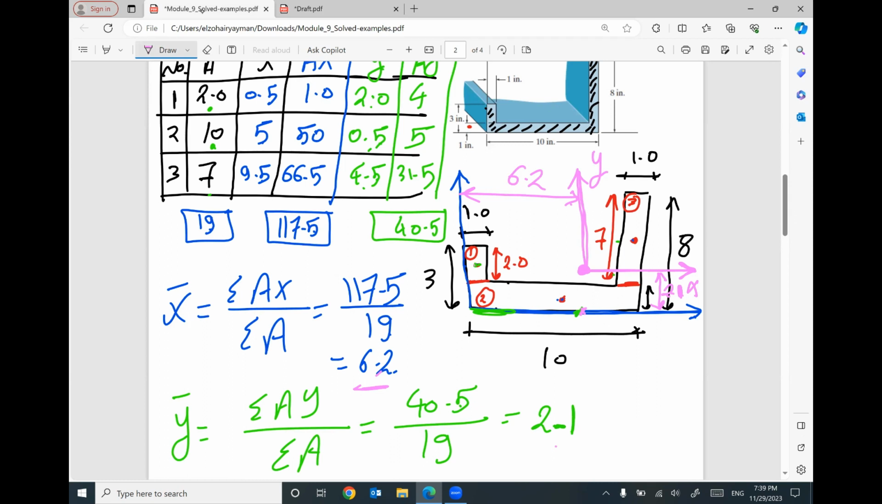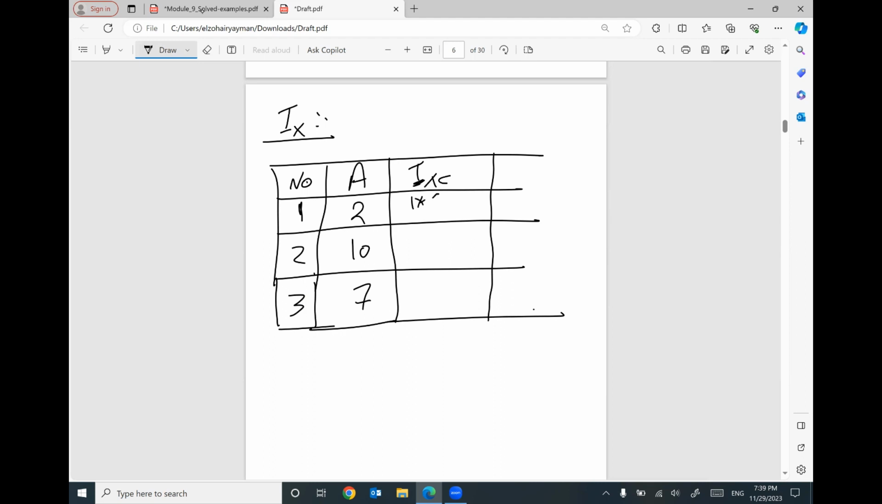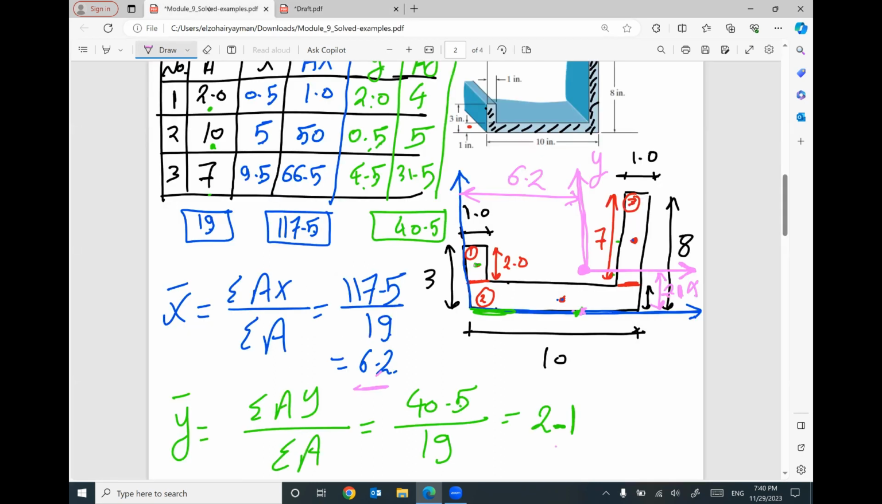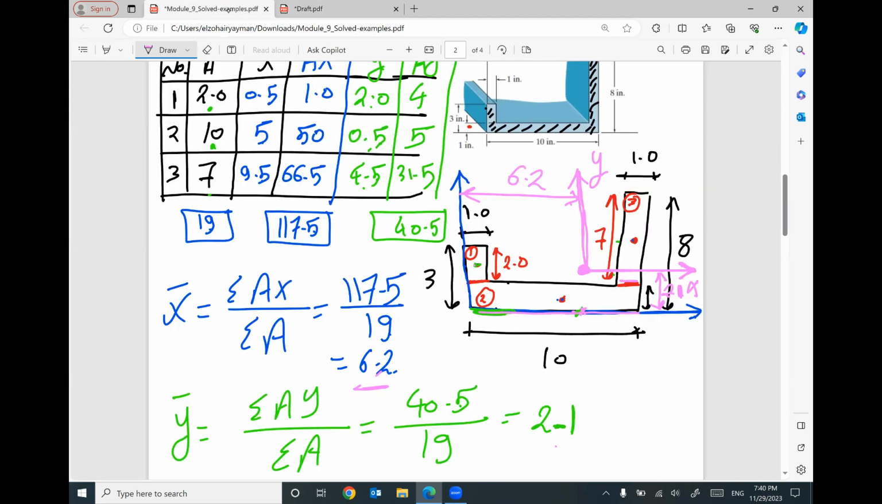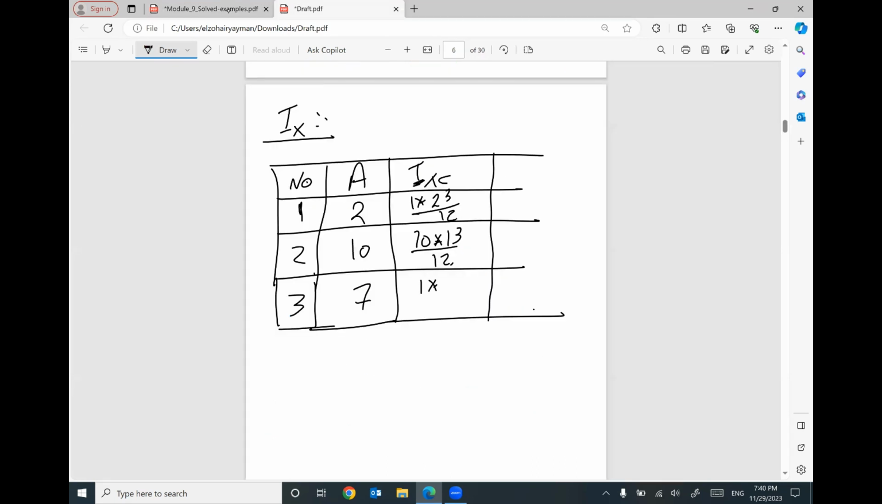So for part number 1, I have 1 times 2 cube divided by 12. Part number 2, the parallel to X is 10 times 1 cube divided by 12. Part number 3, the parallel to Y is 1 times 7 cube divided by 12. Go ahead and find out the value of each and find out the summation.